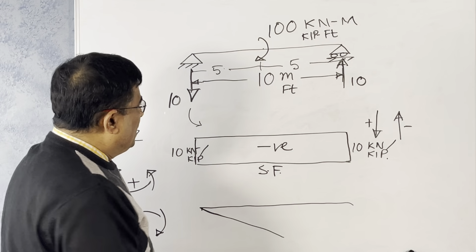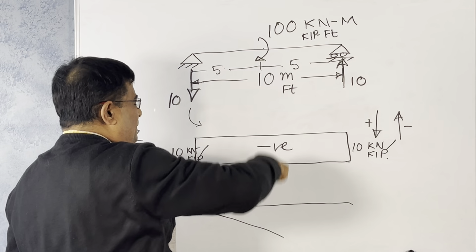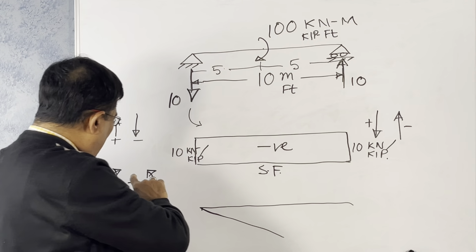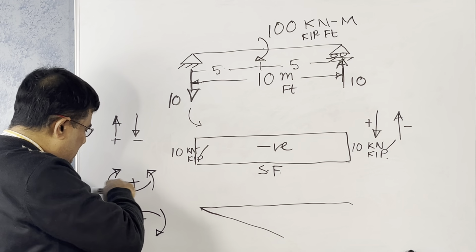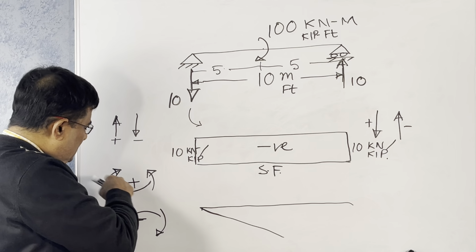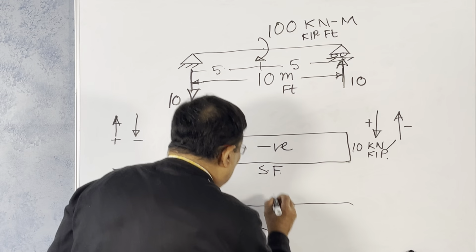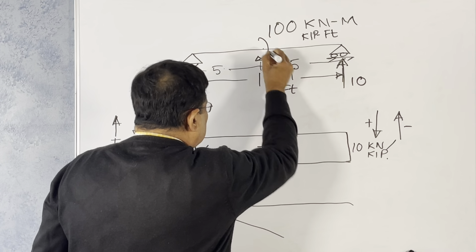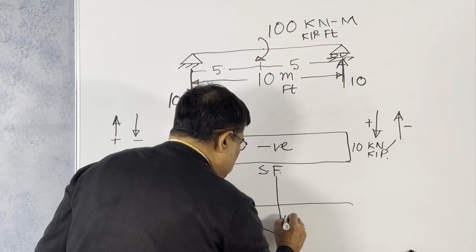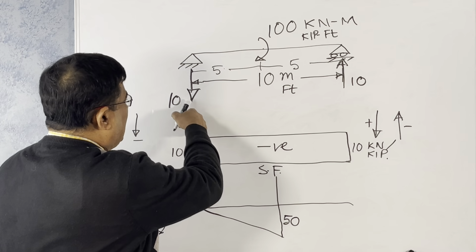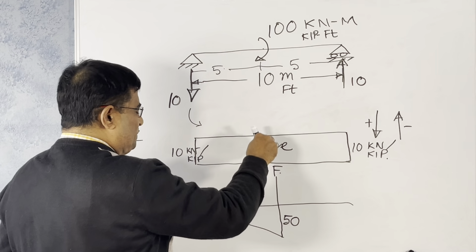We know that. At this point, 100 kilonewton meter or kip feet is coming. This is a clockwise moment. Clockwise moment we assumed on this from here. We are going from left to right. Clockwise is positive. So as soon as it reaches this point, just right of this, your 100 will come up. So this is 50. 10 times 5 is 50. So this will go up, taking it to the positive side.